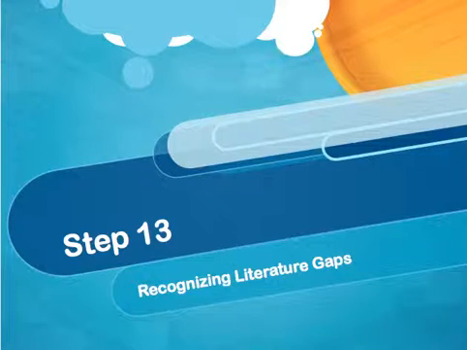Here we have step 13, and that is recognizing literature gaps. In this section, you will learn how to identify a gap in the scholarly literature and make sure it is worthwhile to try to fill that gap. Identifying research gaps is a fundamental goal of literature reviewing.